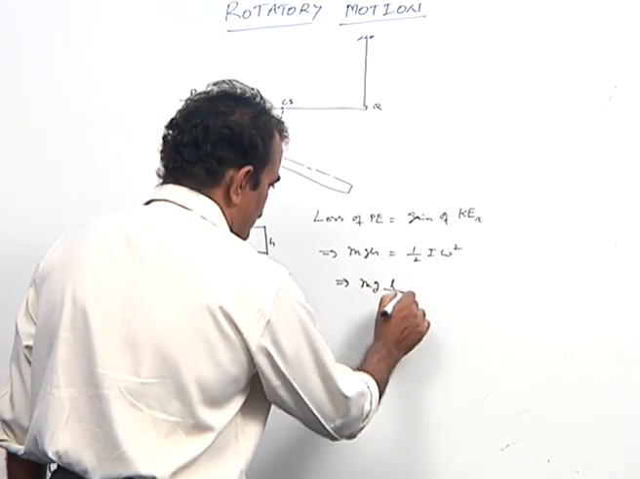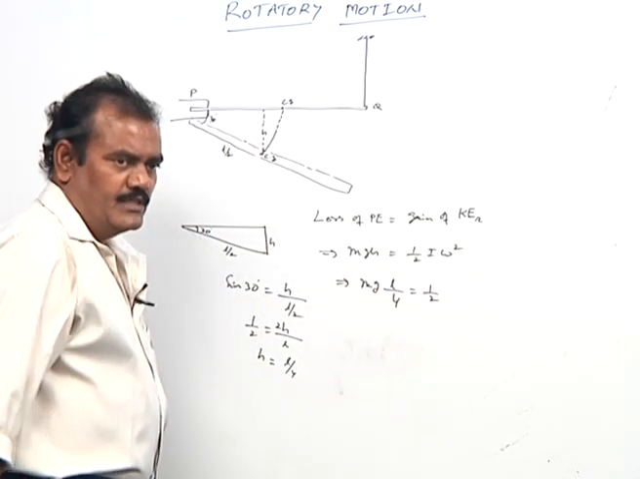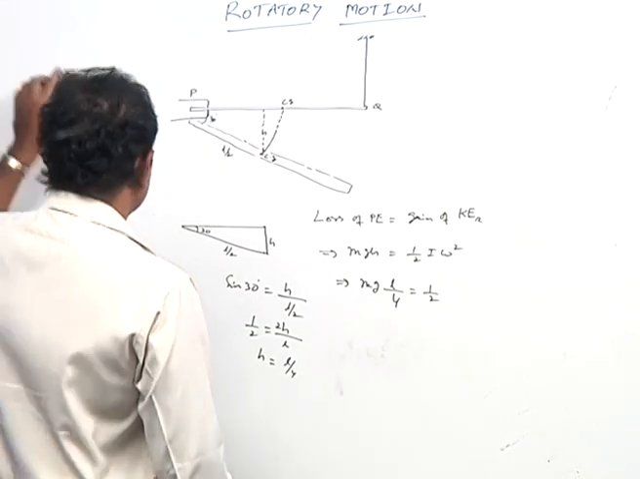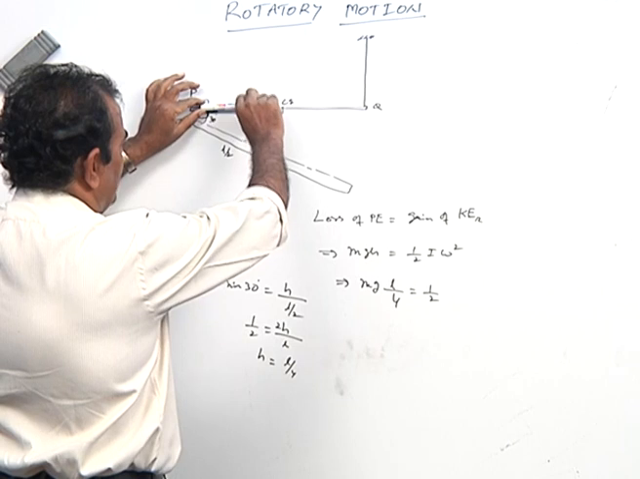mg L by 4 is equal to 1 by 2 I omega square, where I is the moment of inertia. The moment of inertia of this thin uniform rod is taken with respect to one end, since it is rotating about one end like this.